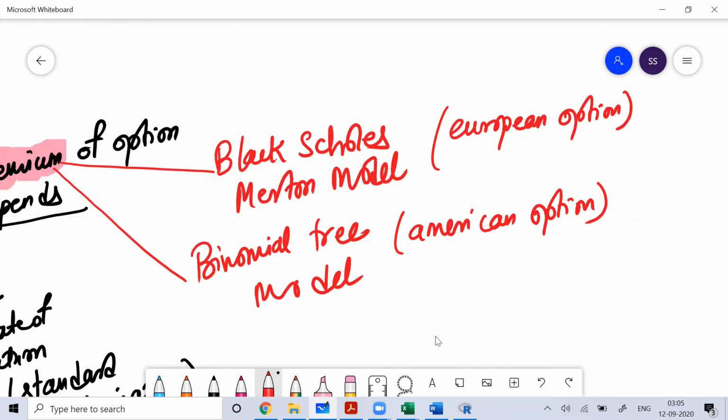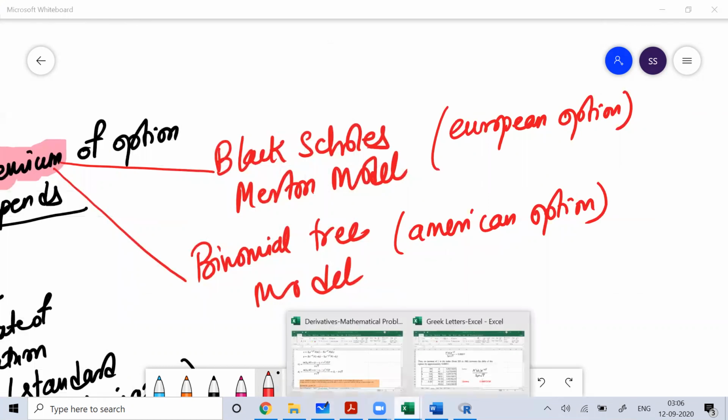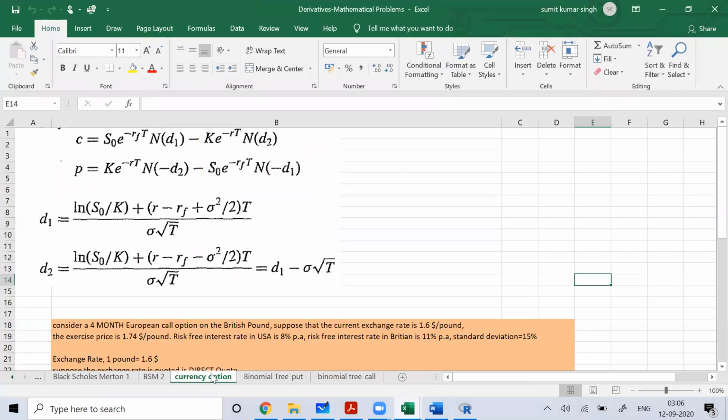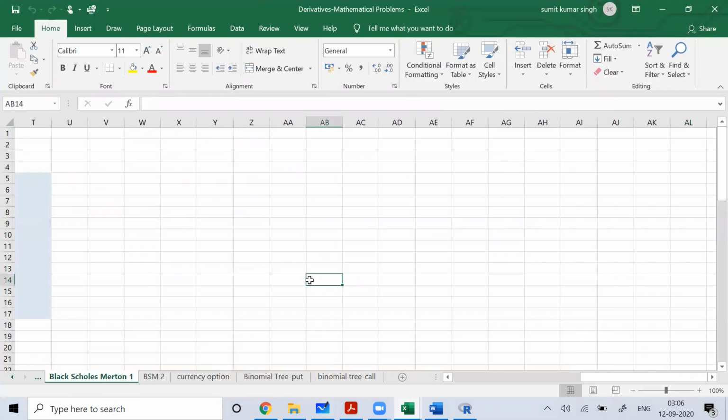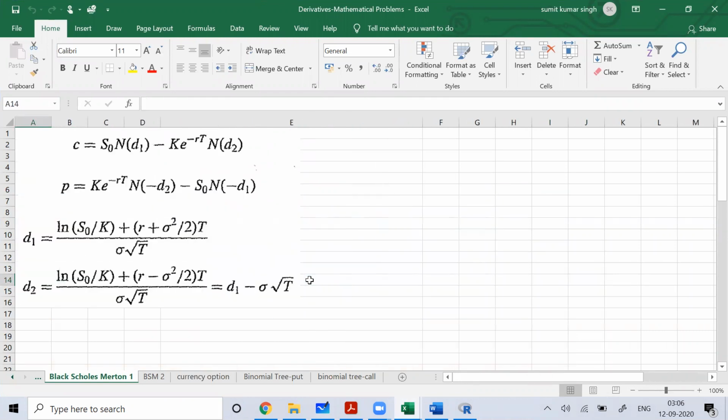Whereas such option contracts, which can be exercised anytime before maturity or on the maturity date, are called American option contracts. Okay, so whenever I talk about the Black-Scholes model, this is the formula for the Black-Scholes model for a non-dividend paying stock.